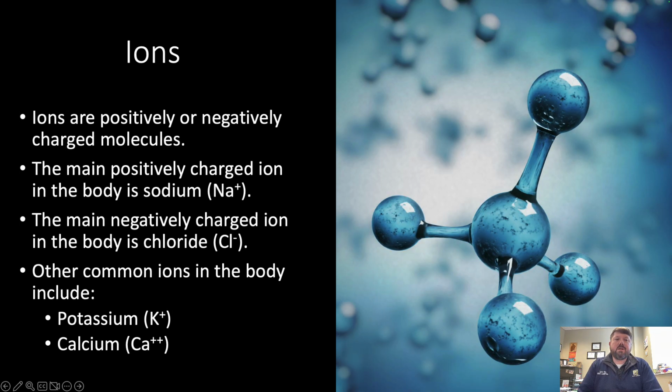So the main positively charged ion in the body is sodium. The main negatively charged ion in the body is chloride. Other common ions which are positively charged are potassium and calcium.